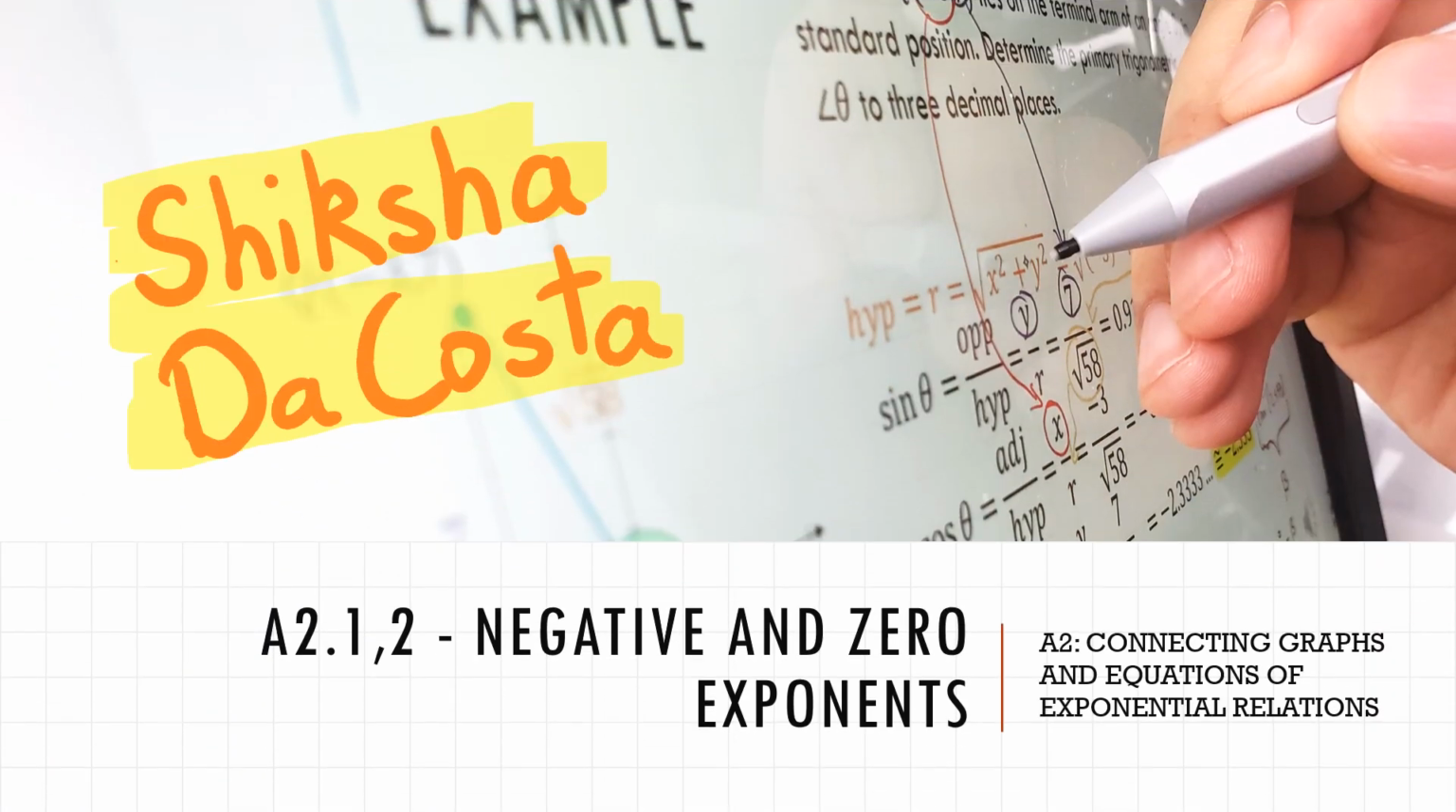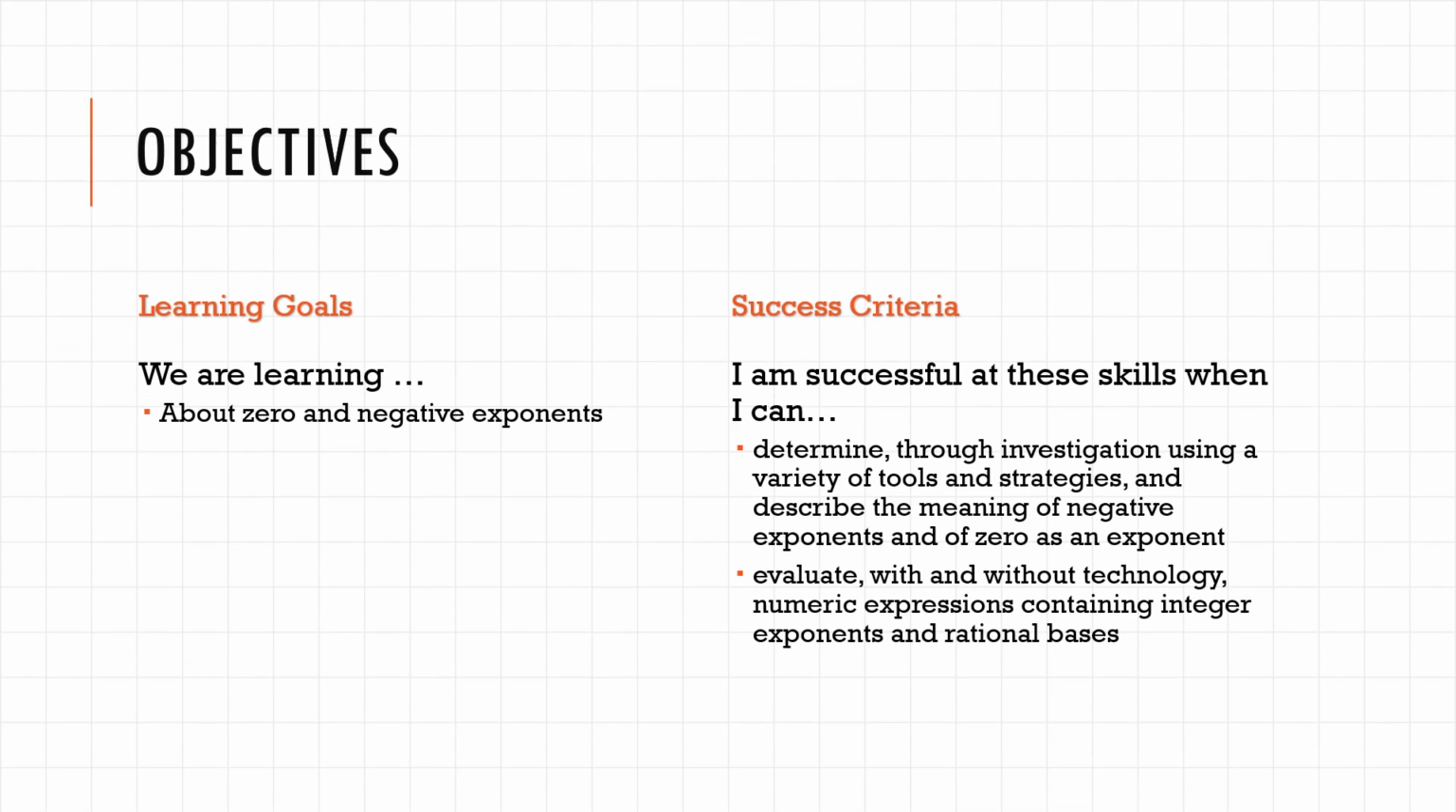Today we're going to be learning about zero and negative exponents. So in this lesson, we're learning about negative and zero exponents. How do you know you're good at this stuff? When you can determine through investigation and when you can describe what is the meaning of a negative exponent and what is the meaning of zero as an exponent as well.